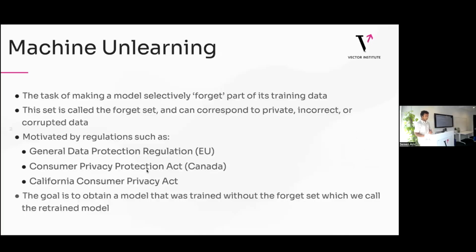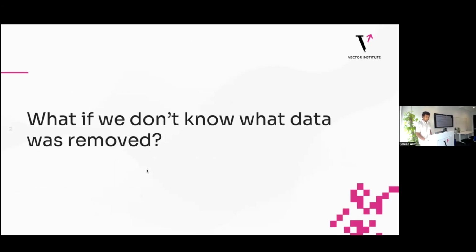So just for a quick recap of the unlearning problem. Unlearning is the task in machine learning, motivated primarily by privacy regulations, of making a model selectively forget part of its training data, which we call the forget set. This could correspond to private, incorrect, or corrupted data that was in the training set. And the goal in unlearning is to obtain a model that was trained without the forget set and from the start, which we call the retrain model.